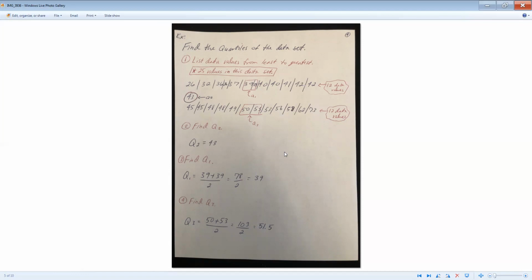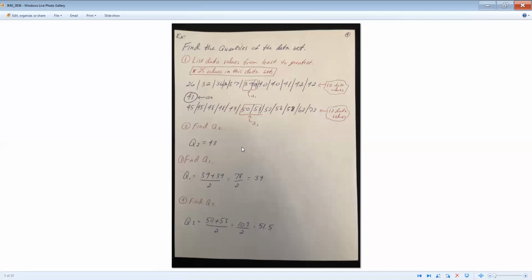So Q2 is the middle value of the whole data set. That's why I set 43 right here, because that's my Q2. No calculation needed. Remember, whenever you find the median, if you have an odd number of data values, all you do is choose the middle value, and that was 43 for us.